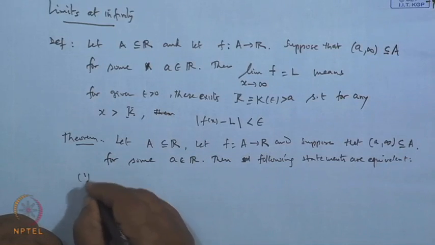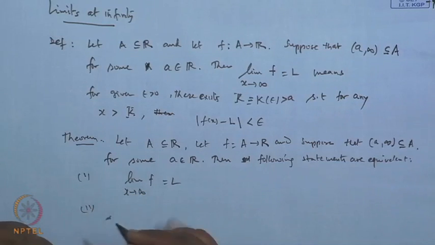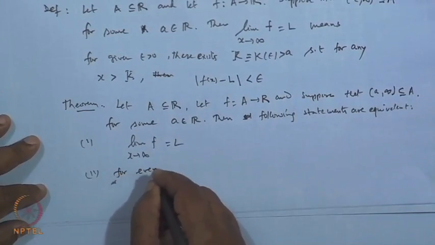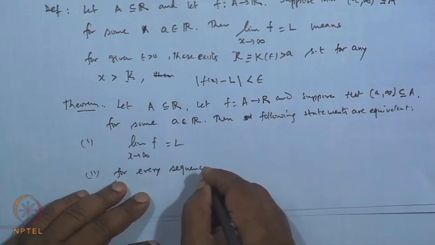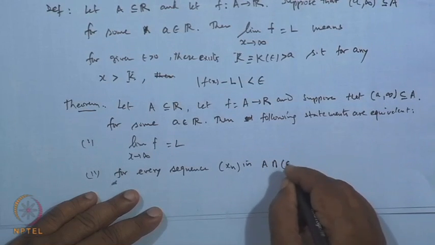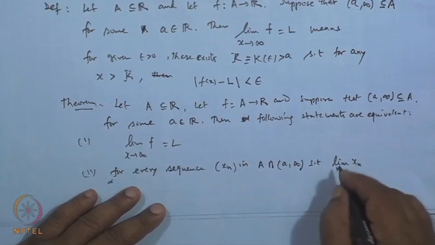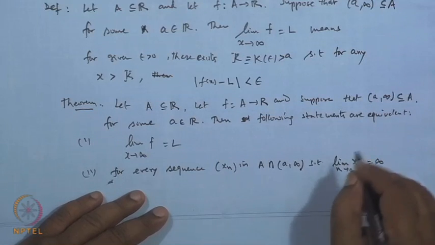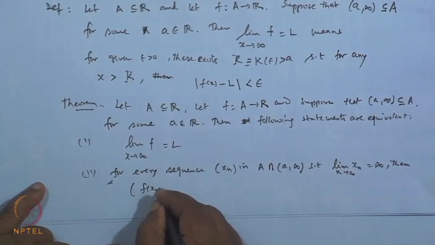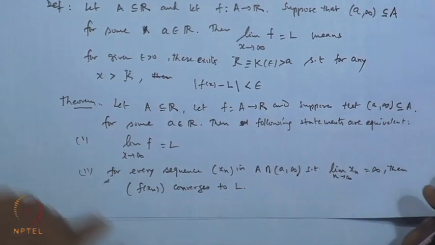The first statement says the limit of this function f when x tends to infinity is L, and the second statement says that for every sequence x_n in A intersection (a, infinity) such that the limit of x_n as n tends to infinity is infinity, then the sequence f(x_n) converges to L. So, this is the equivalent definition in terms of the sequence.